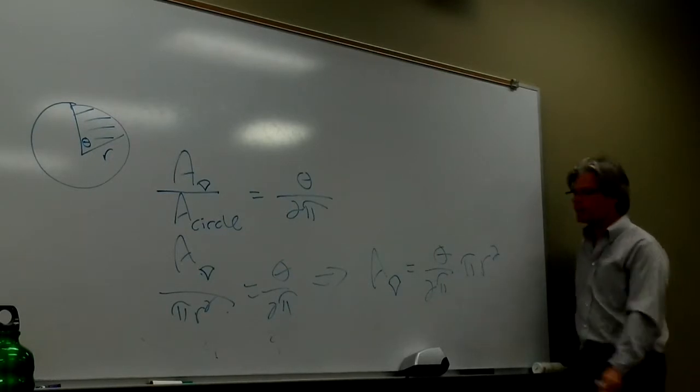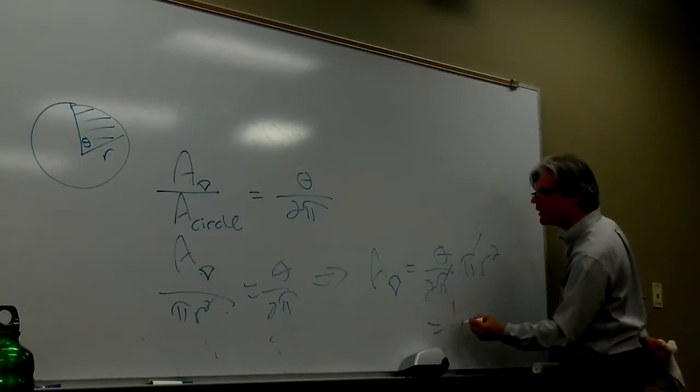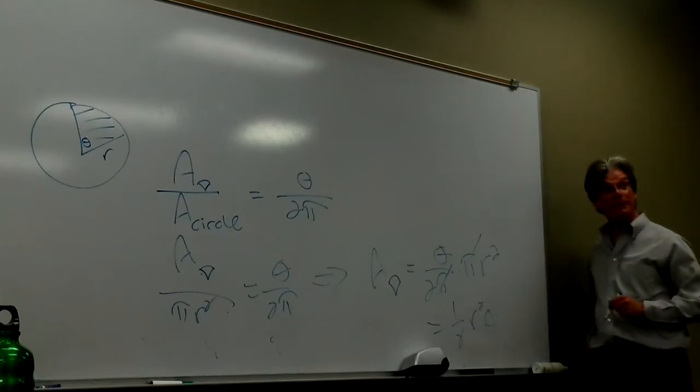Oh, sorry, he didn't say this. He counts the pi's first. And the area is just 1/2 r squared theta. Now, do you believe me?